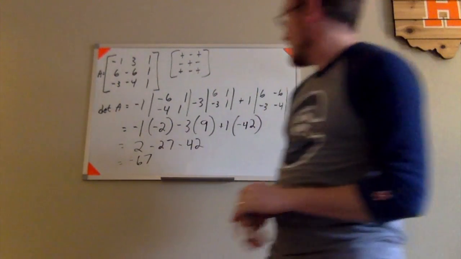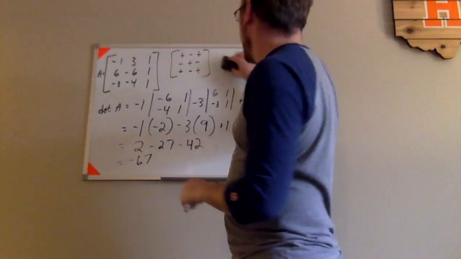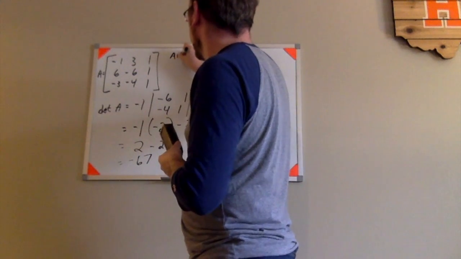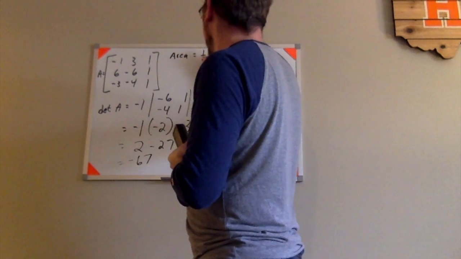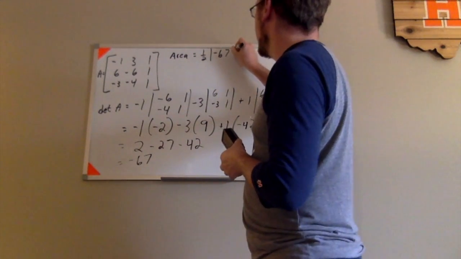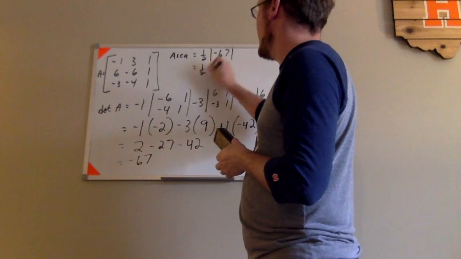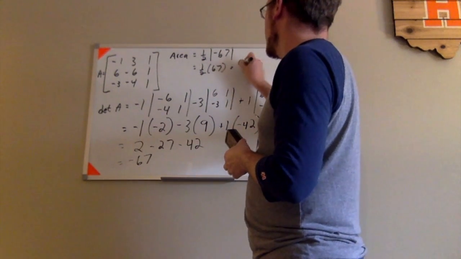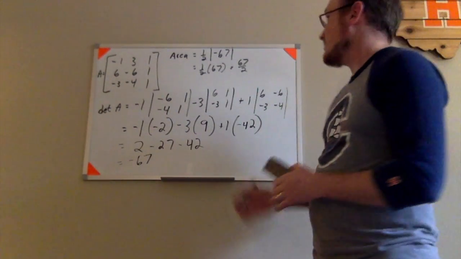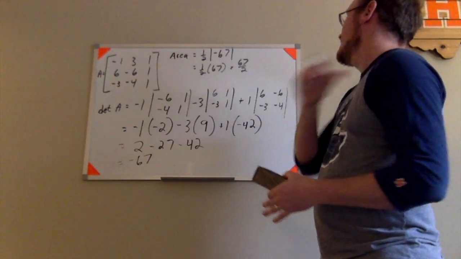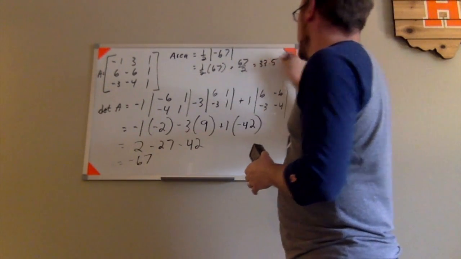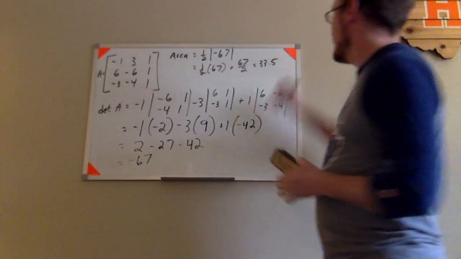Let's use that then to find the area of the triangle. I'll go back up here where this was. And remember, area was equal to 1/2 times the absolute value of the determinant, which we just figured out to be -67. So that's 1/2 times 67, which is 67 halves. If you wanted it as a decimal, that would be 33.5 square units.